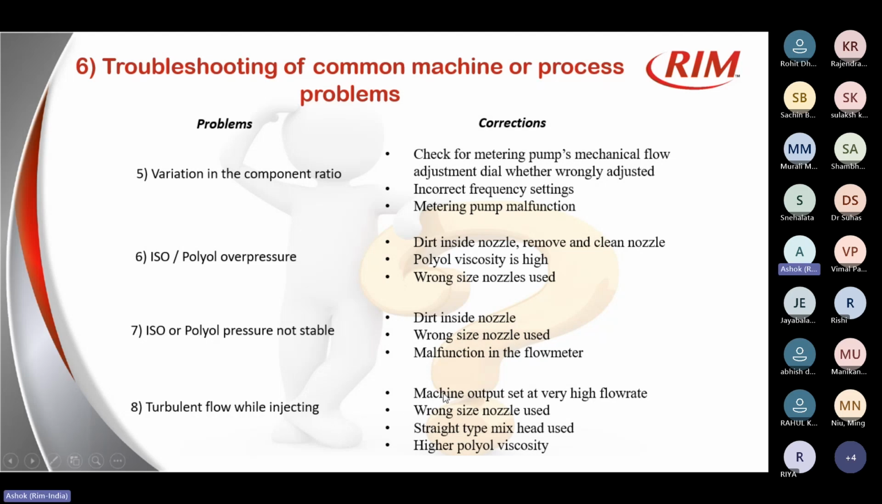Turbulent flow while injection. This is mainly related to the machine capacity, machine size, or mixing head model, and what output you have set, and is it on a very much higher side? What type of mixing head is also being used? So this has to be checked and corrected accordingly.